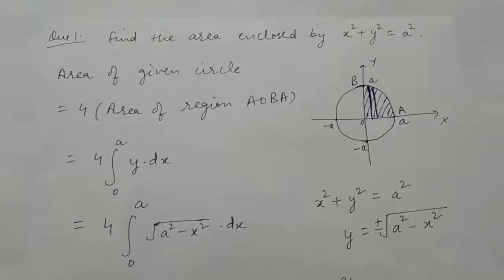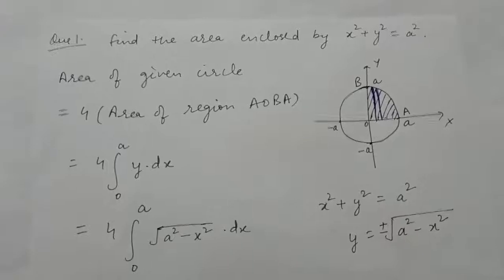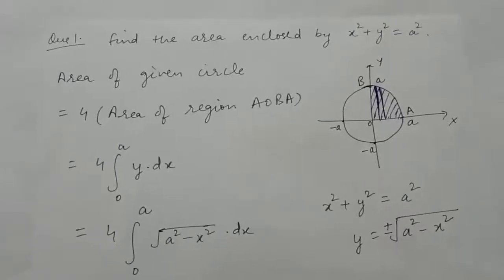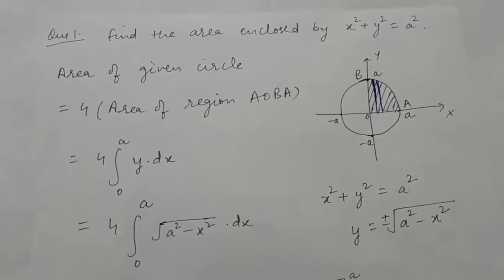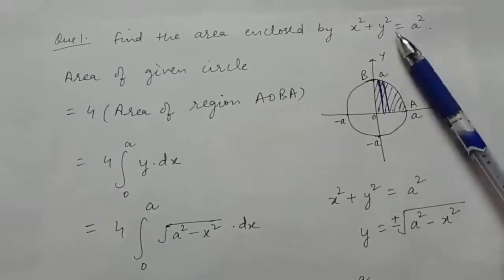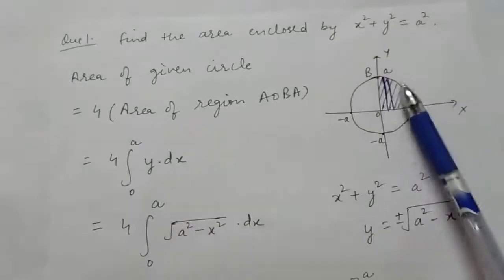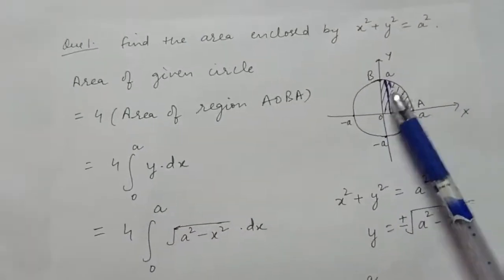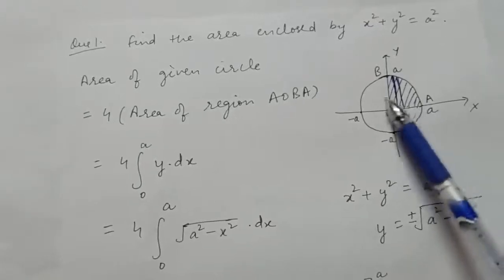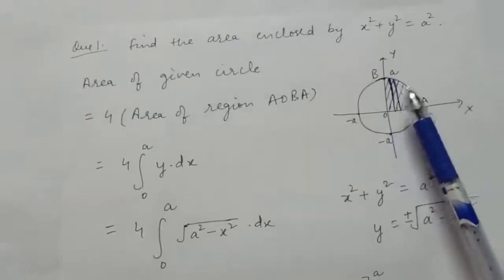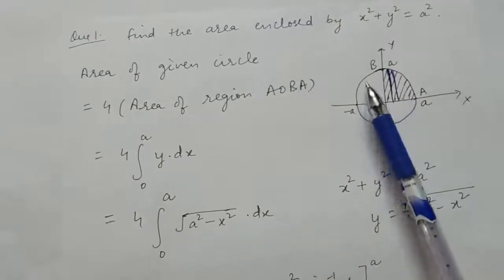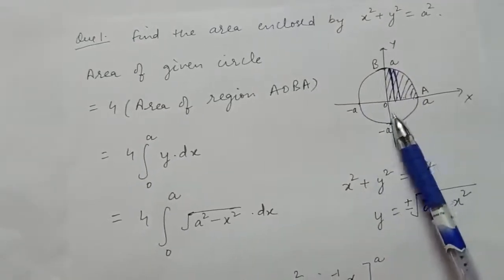First is, find the area enclosed by x square plus y square equal to a square. So first of all, in these types of questions, you have to draw the graph by yourself. So this is a circle. The graph of this will be like this. Now we want to find the area enclosed by this circle, that is this complete area, right? Now as you know, the circle is symmetric about the y-axis and about the x-axis.